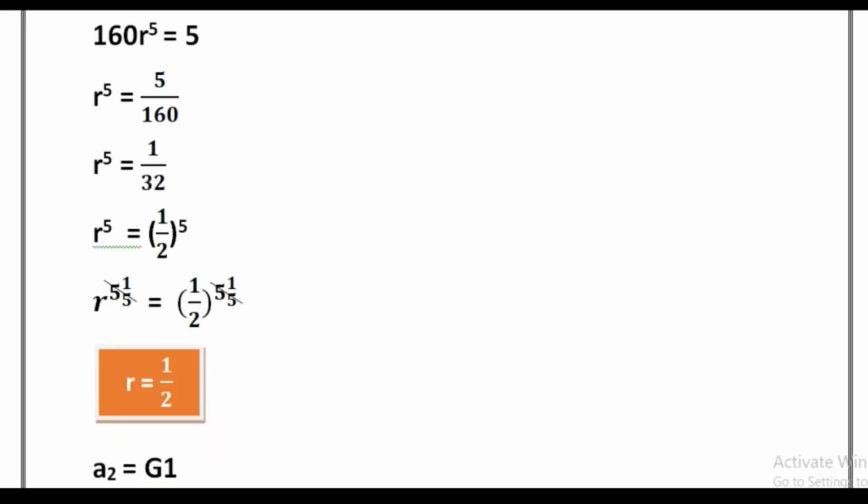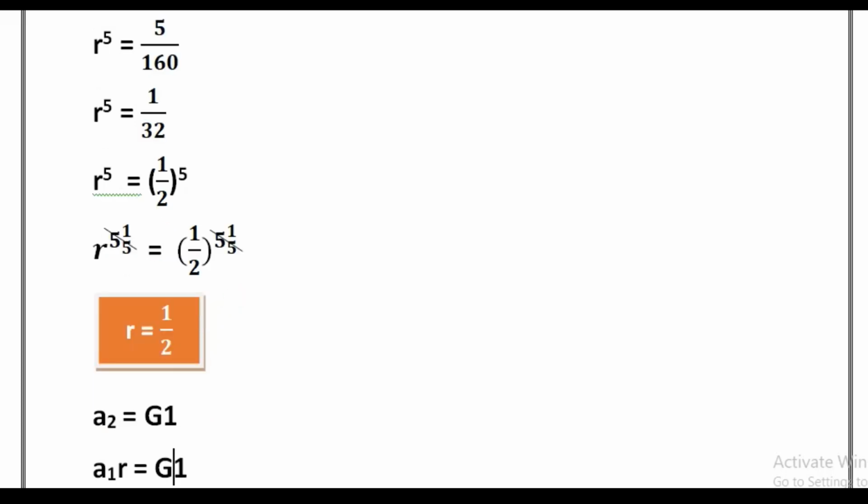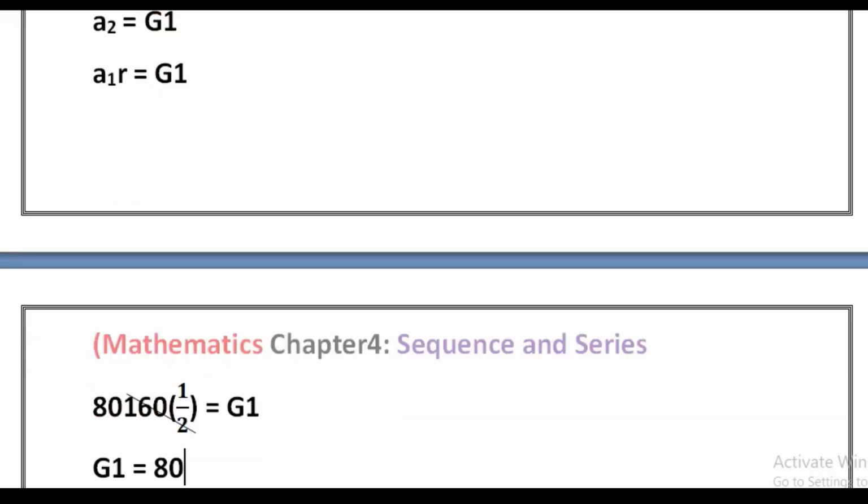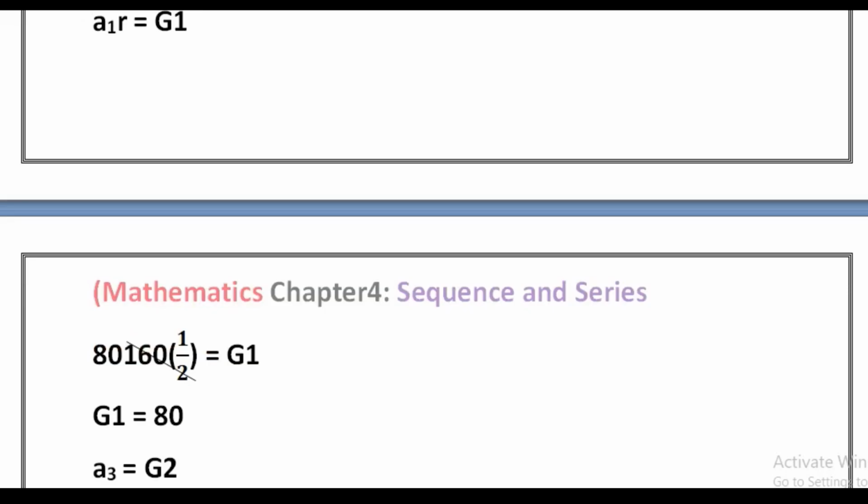A2 is equal to G1. So A2 can also be written in geometric sequence, that is A1 r is equal to G1. So value of A1 is 160 and value of r is 1 over 2, equal to G1. 2 times 80 is 160, so 80 is equal to G1. So G1 is equal to 80.